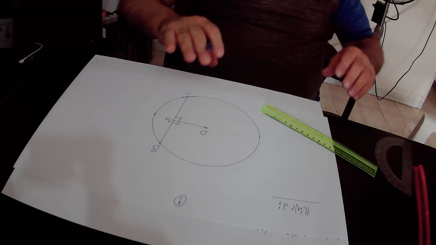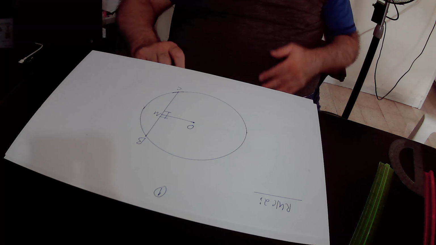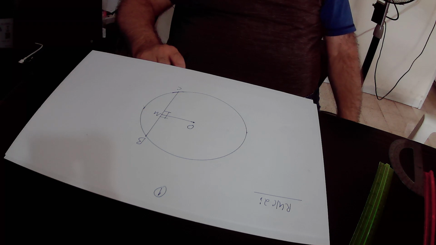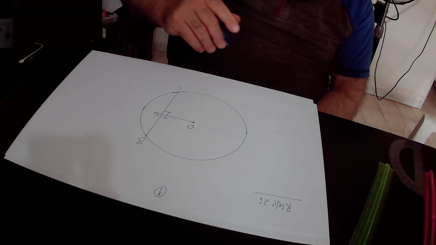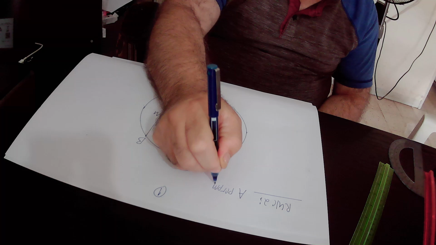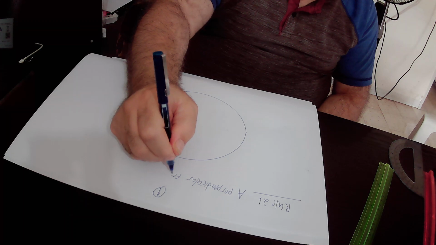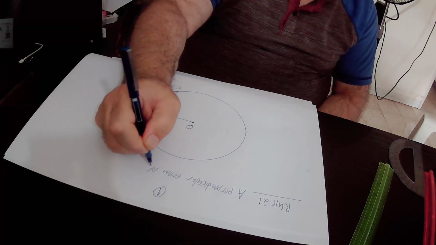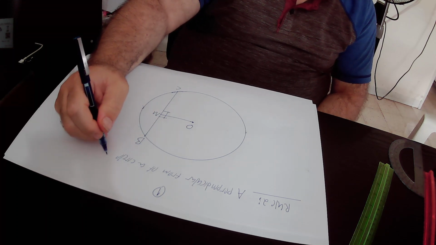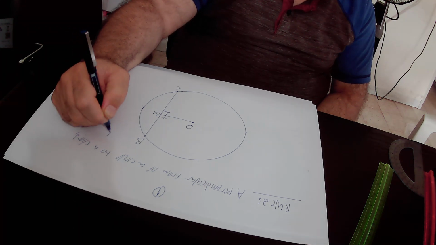So according to this rule, rule number 2, a perpendicular from the center of a circle to any chord bisects the chord. You write it down. A perpendicular from the center of a circle to a chord bisects the chord.